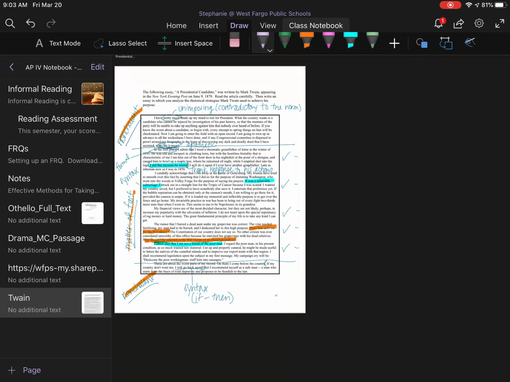So, I'm going to say the narrator's nonchalant tone, and then we want to talk about that contradiction between how people perceive presidential candidates and how this speaker is. So the speaker's nonchalant tone contradicts the reader's expectations about politicians.